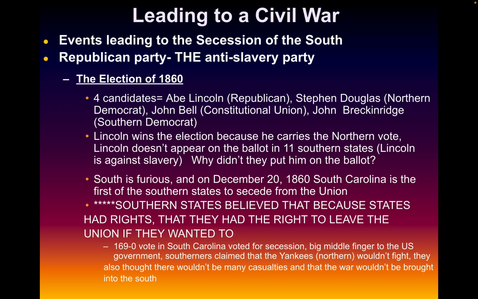This won't surprise you, but Abraham Lincoln wins the election of 1860, so therefore he'll become president. He wins the election because he carries the Northern vote. What's an absolutely crazy statistic when you hear about it: Lincoln doesn't even appear on the ballot in 11 Southern states. He's, of course, against slavery, so why don't you think they put him on the ballot? Answer's pretty easy. Dude didn't like slavery. Southern people loved it. They didn't even put his name on the ballot. Even if you wanted to vote for Lincoln in the southern part of the United States, you couldn't.